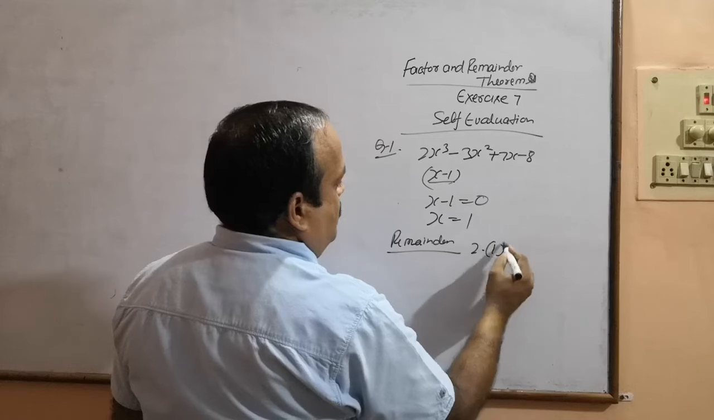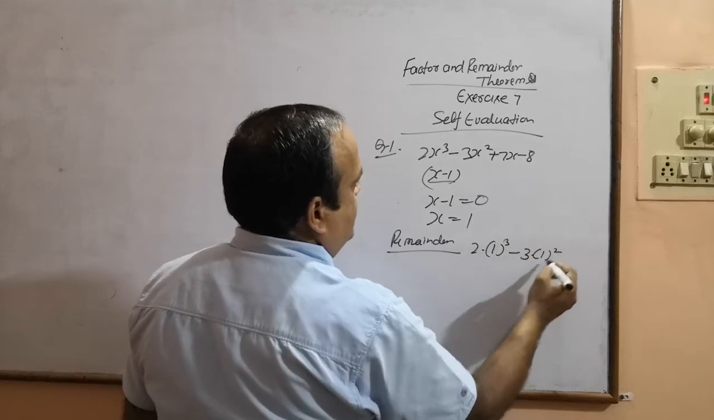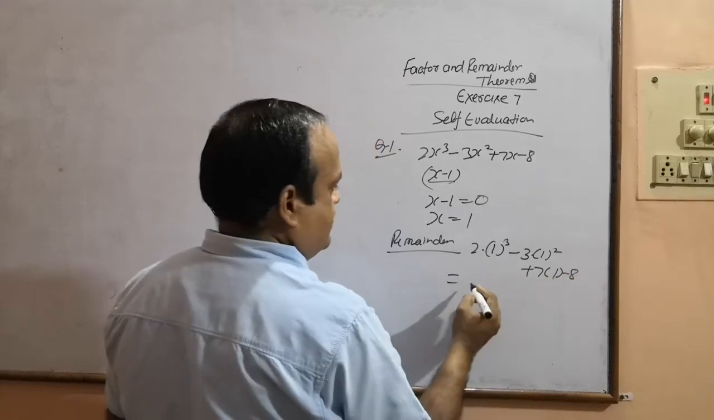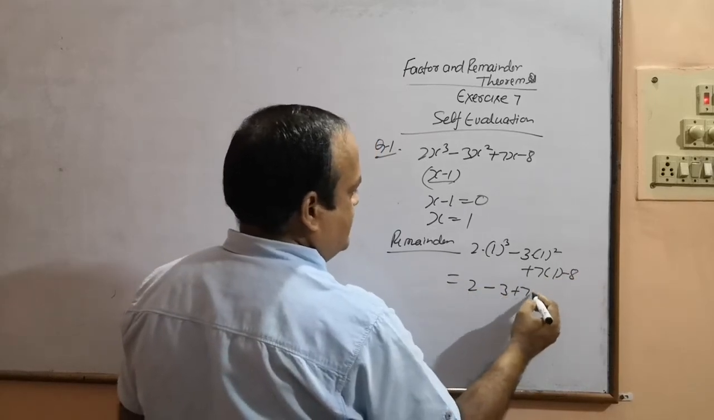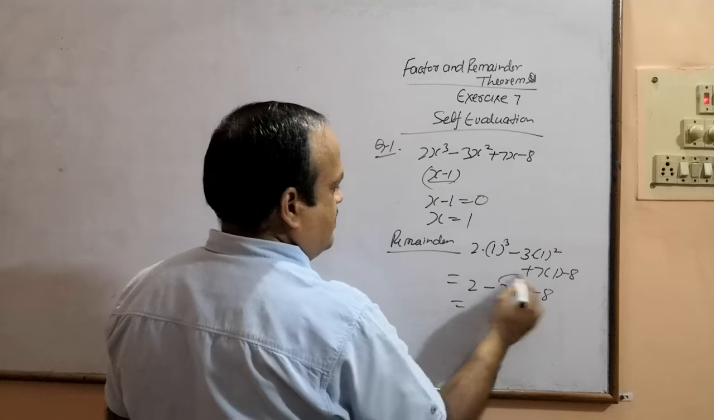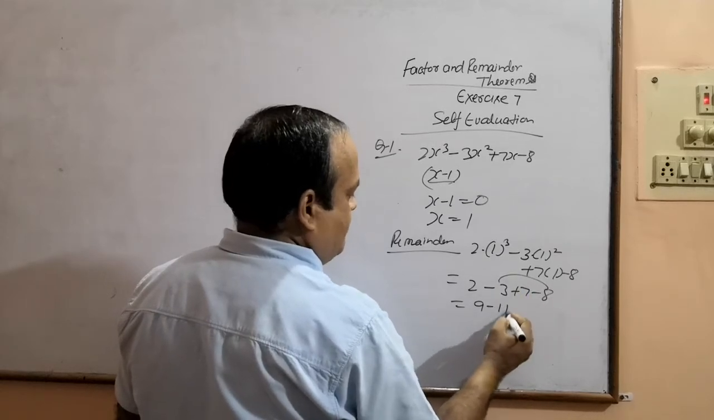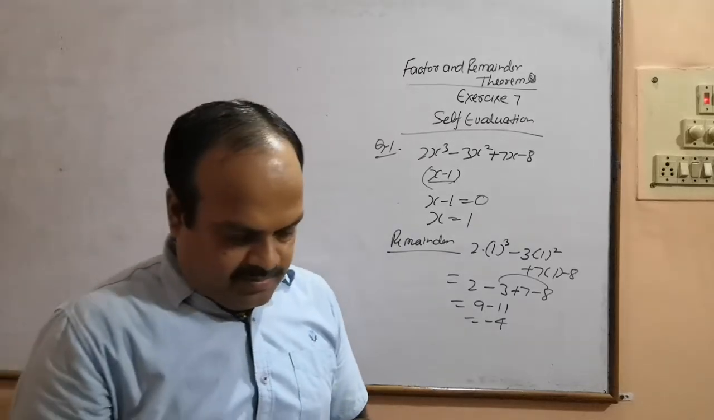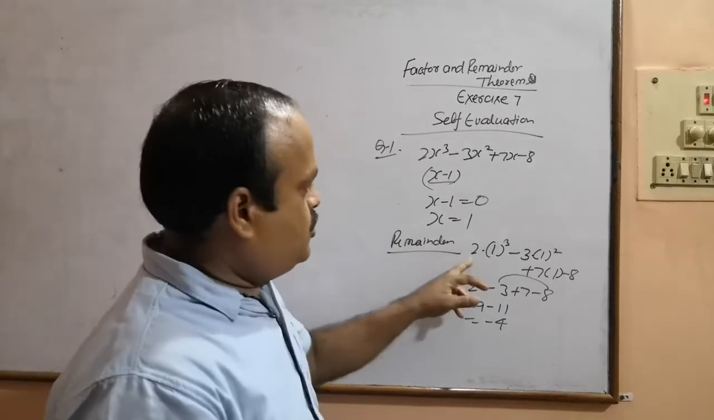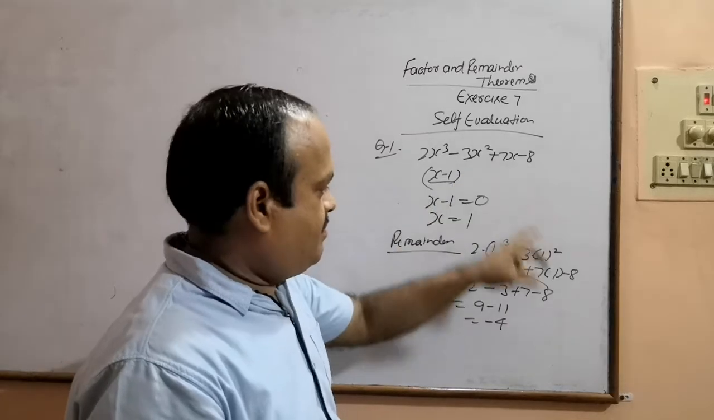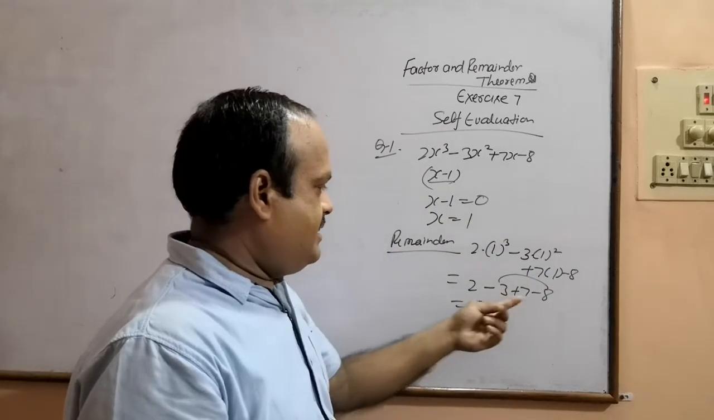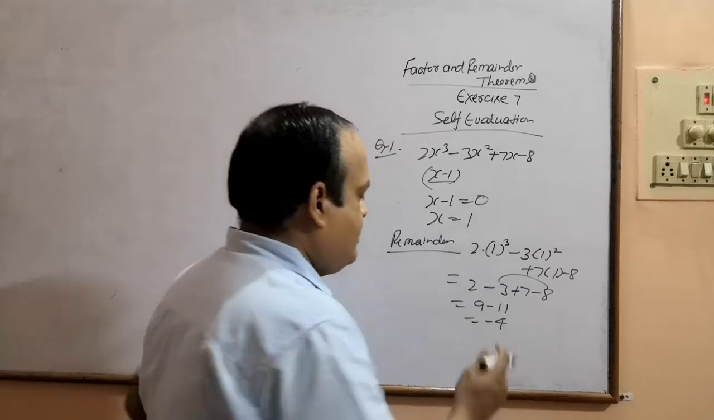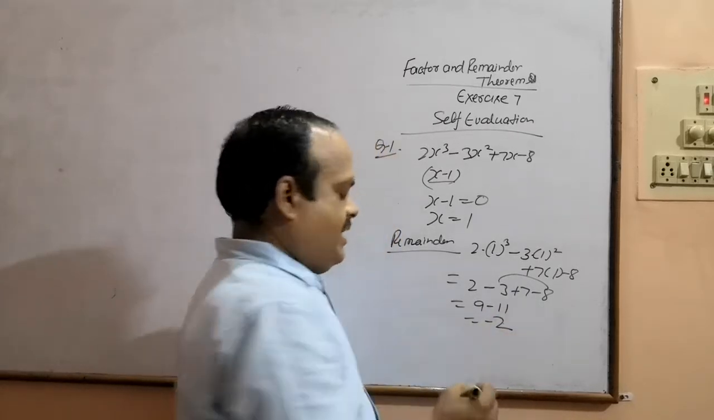So 2 into 1 cube minus 3 into 1 square plus 7 into 1 minus 8. So 2 minus 3 plus 7 minus 8. So 9 minus 11, minus 2. Adding the positives 2 and 7 gives 9, and the negatives 3 and 8 give 11, so the remainder is minus 2.